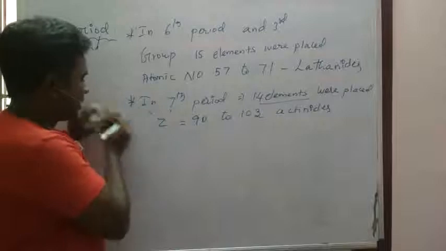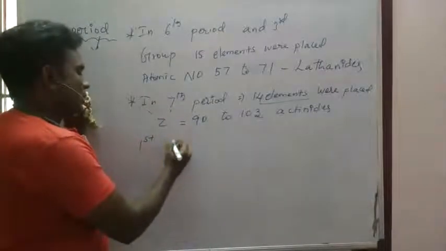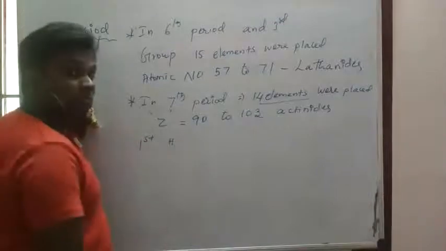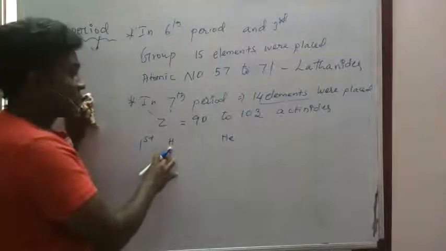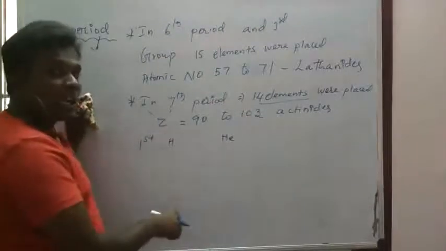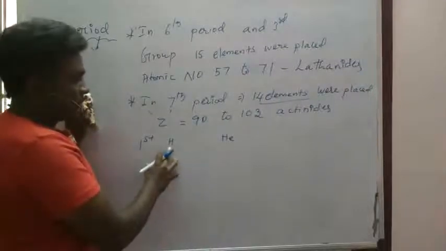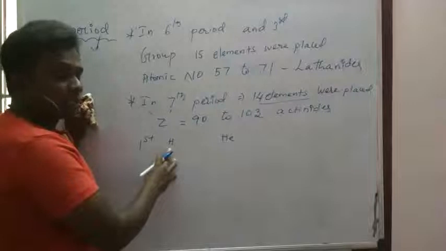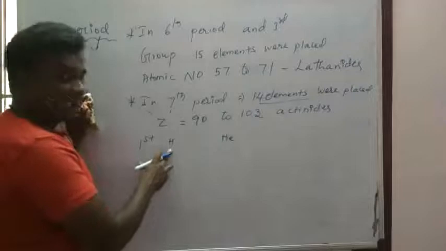Example, the first period starts with hydrogen and ends with helium. You can ask me, sir, it is not an alkali metal. Yes, it's not an alkali metal, but it belongs to the alkali metal group. Hydrogen is not an alkali metal, but it has a single electron in its outer shell. That's why it is placed with the alkali metals, but it's not an alkali metal.